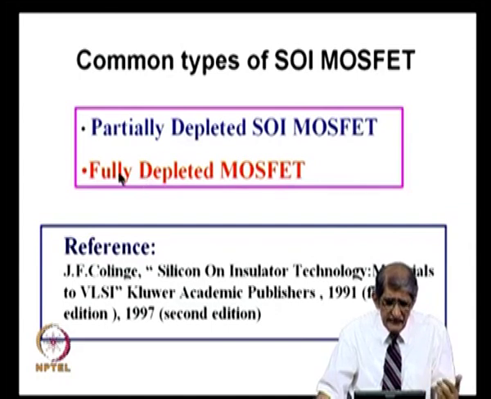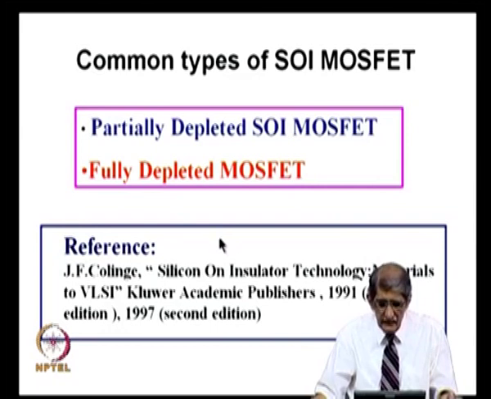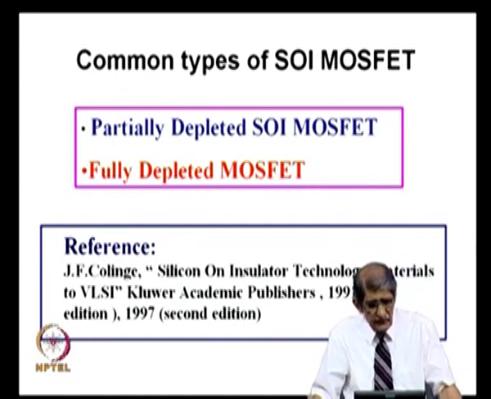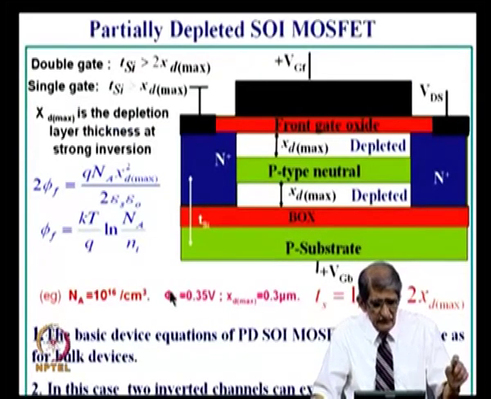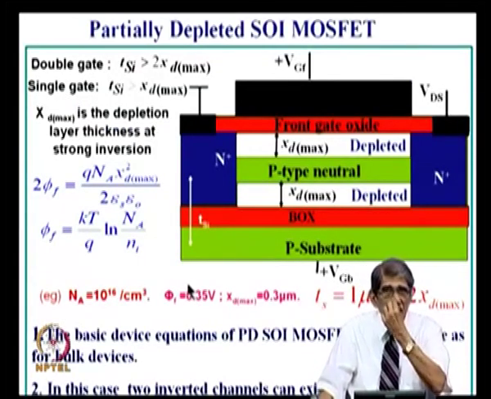A lot of material on SOI MOSFET is available in a single book authored by Colinge, Silicon on Insulator Technology: Materials to VLSI, Kluwer publication, 1991 first edition, 1997 second edition. A lot of basic material is there. What I discuss will cover some portion from there, and some portion from the papers which have appeared. Okay. So, now let us see what partially depleted and fully depleted mean.